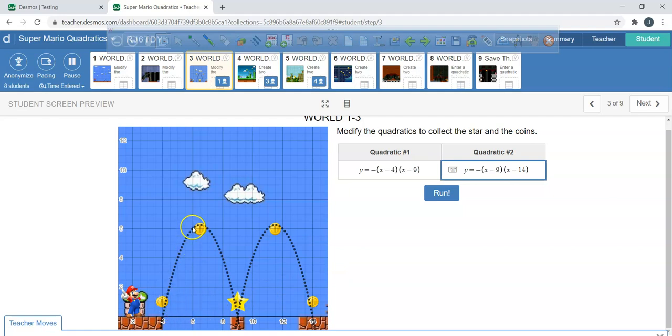So it looks like he's going to jump up, hit that coin, hit that star, hit that coin, hit that coin right there. So this is called factored form. This will be the last one I do because otherwise you guys aren't going to have any fun. You're just going to watch me do it.